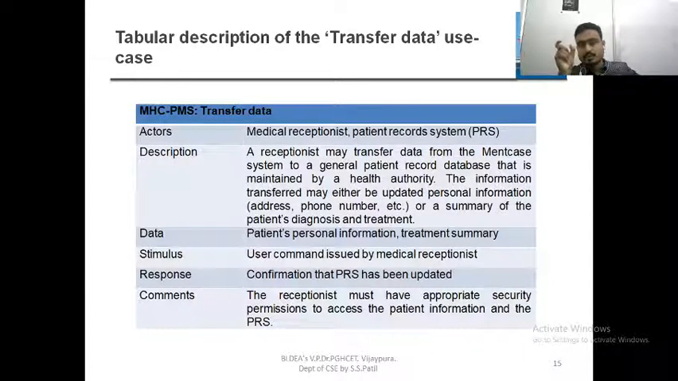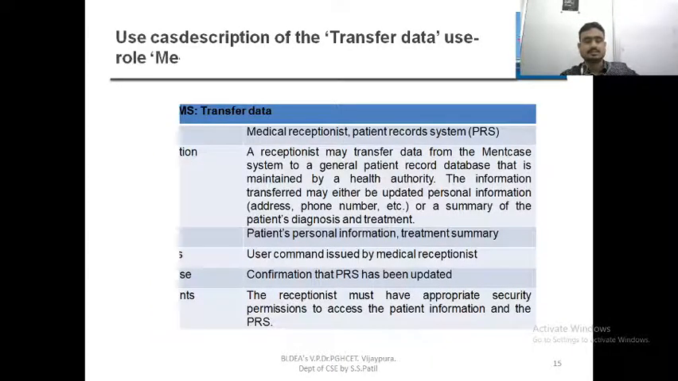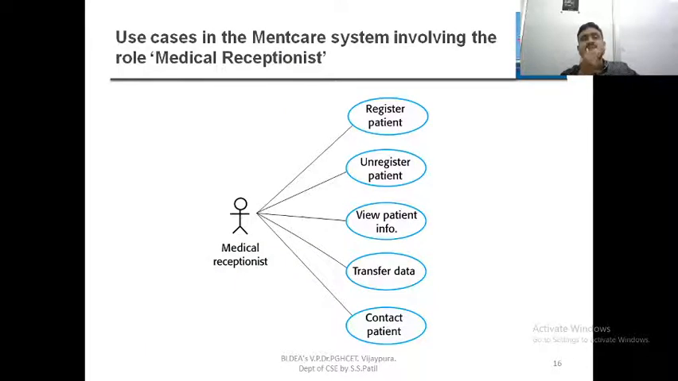Actors: medical receptionist, patient records system. Description: taking the data, stimulates the response, and gives the comment. So this is the tabular information in detail with notes. This we are going to call a tabular description. This is the use case scenario.